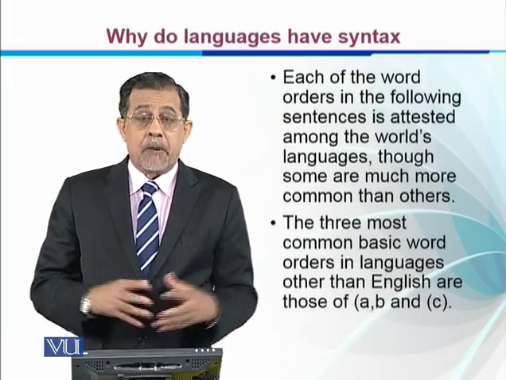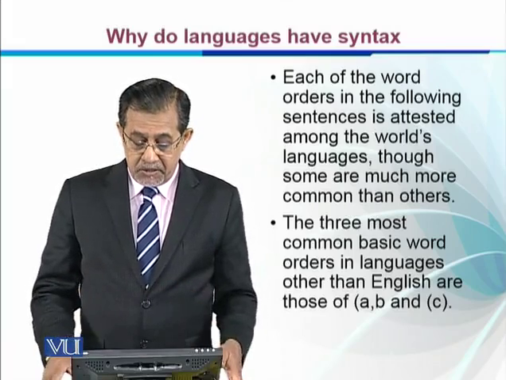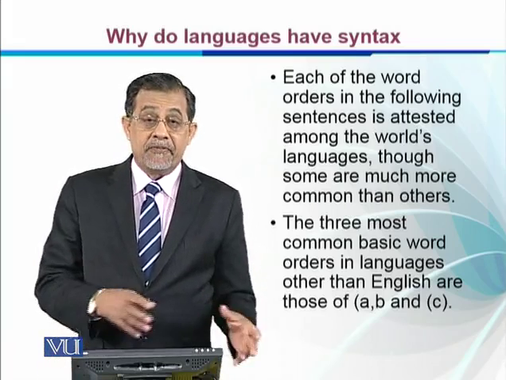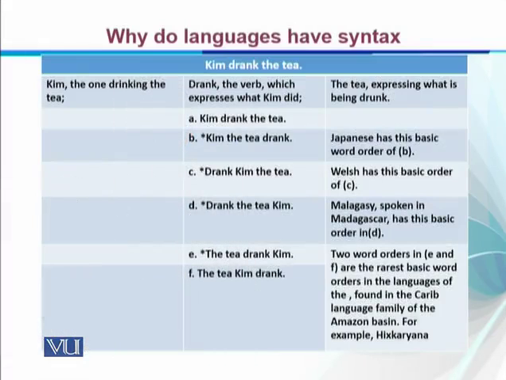The three most common basic word orders in languages other than English are those of A, B, and C. Let's see what A, B, and C are. The sentence is Kim drank the tea. Kim is the person drinking the tea. Drank is the verb which expresses what Kim did, and the tea expresses what is being drunk. So A is Kim drank the tea. It's a correct sentence in the English language.